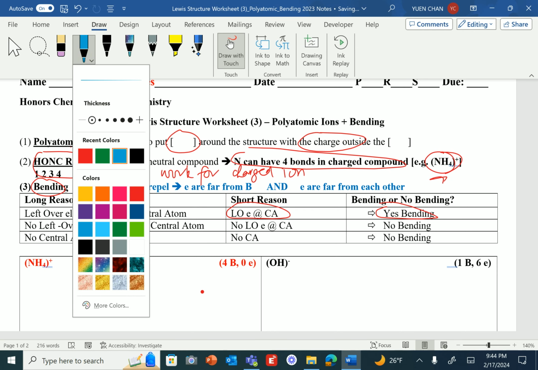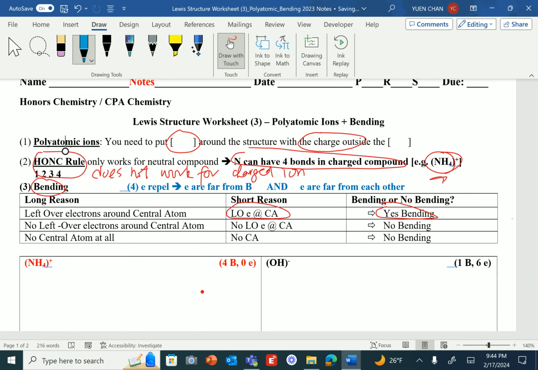And then there are two situations where you would not need to do bending, which is no bending. One situation is when I have no leftover electron around the central atom. Then I will write no LOE around CA. The second situation for no bending is when I have no central atom at all, then I will write no CA. So in both situations, I will not need to bend, and I cannot bend.